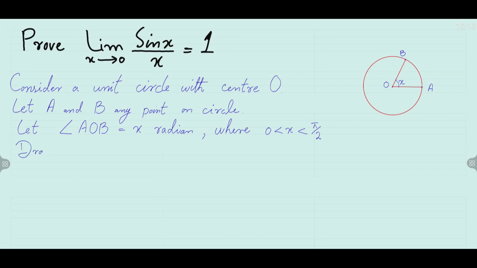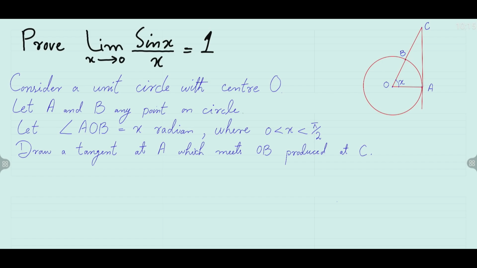Now in next, draw a tangent line at point A, which meets OB produced at C. Now here we extend radius OB and we draw a tangent line at point A, which meets OB at point C. This is point C.